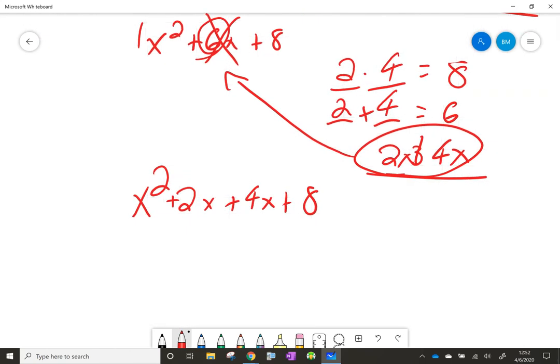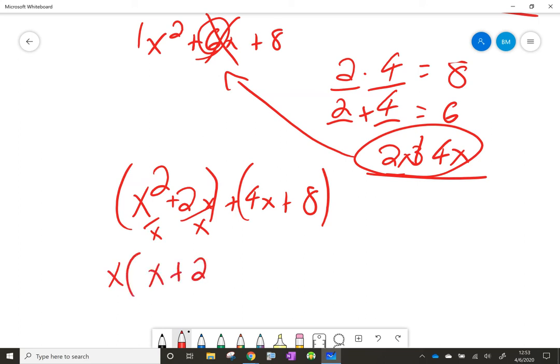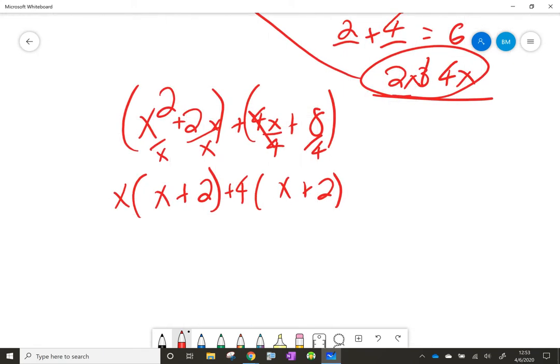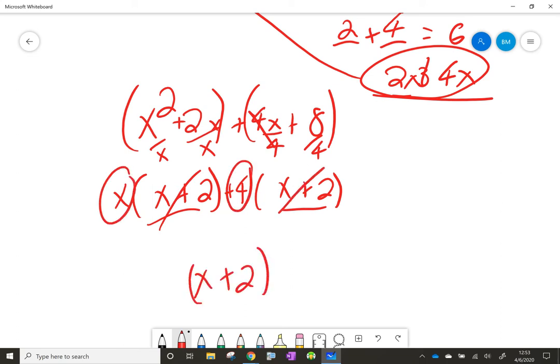All right, now we factor by grouping. So we'll group the first two terms together, the last two terms together. In the first group, both terms have an x, so I'll factor that x out. That leaves me with x plus 2 inside. The second terms both can be divided by 4, so I'll factor 4 out, and then that leaves me with x plus 2 inside. So I have a common factor of x plus 2. So that's half my answer. And then the outside part, x plus 4, makes my other answer.